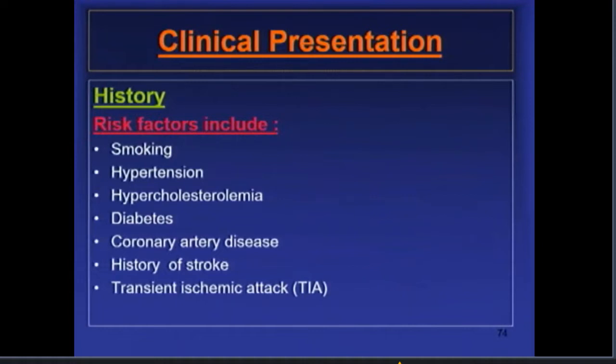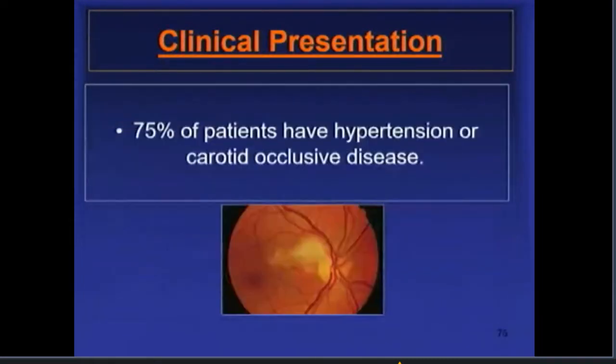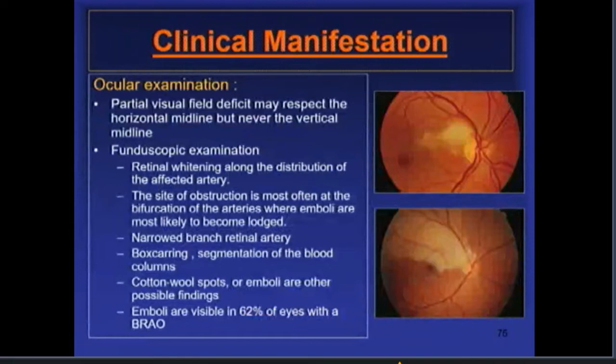The risk factors include smoking, hypertension, hypercholesterolemia, diabetes, carotid artery disease, history of strokes, and transient ischemic attacks. 75% of patients have hypertension or carotid occlusive disease. Ocular examination is almost the same as central, but this is mostly sectorial and localized to the affected branch arteries.